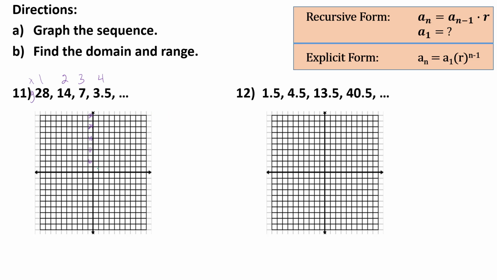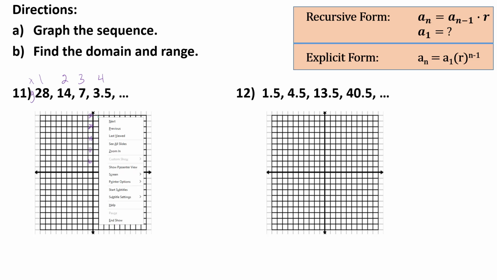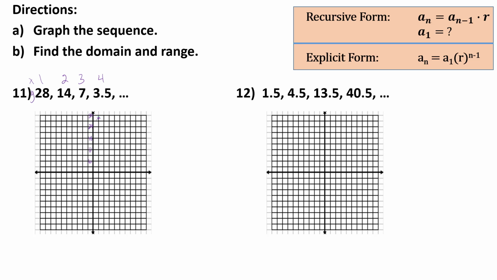All right. We come over 1, we come up 28. I'm going to make an X so you guys can see it a little bit better. We come over 2, we come up 14. We come over 3, you come up 7. We come over 4, you come up 3.5. And now we've got all 4 of our sequence values graphed on the graph.